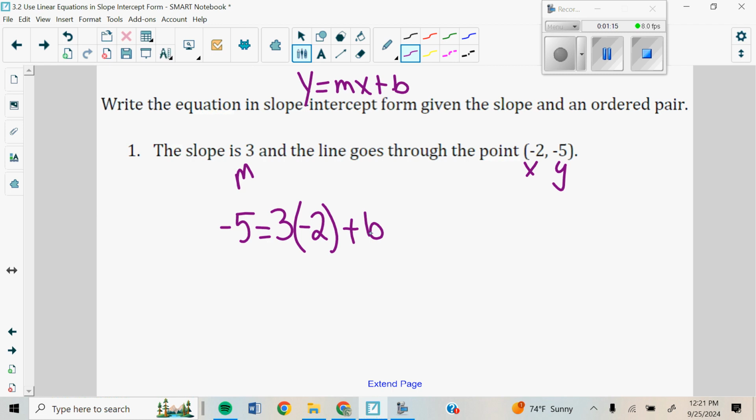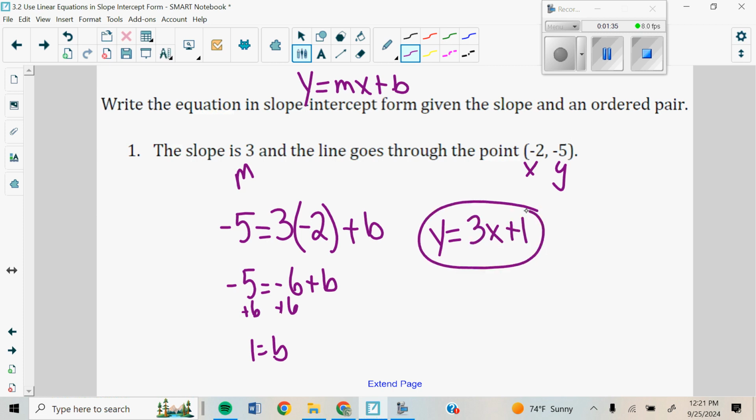So I'm just going to simplify this equation. I'm going to take 3 times -2, which gives me a -6. And now I'm going to add 6 to both sides. And so I get my y-intercept is 1. So my equation is y equals 3x plus 1. Notice your y-intercept is not just this y-coordinate, because that's just an ordered pair that's on the line, not where it intersects the y-axis.